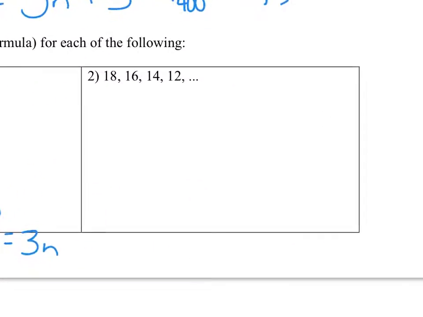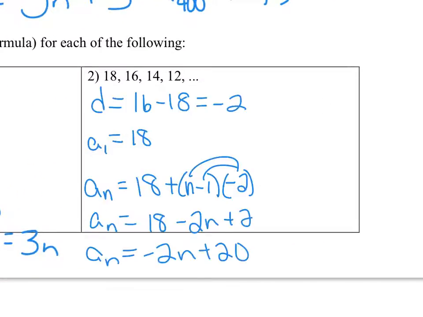Okay, try this one on your own, and we'll see how it goes. Okay, with this one, the common difference is negative. Remember, it's always one minus the one before it. So this one is negative 2. The first term is 18. We plug it all in, doing the math. Negative 2n plus 20, because it's going down, so this one would have a negative slope.